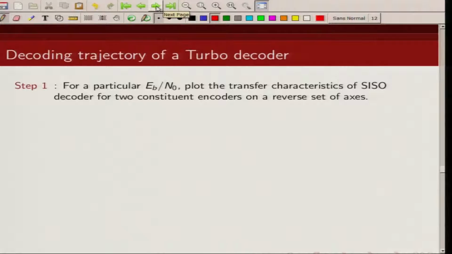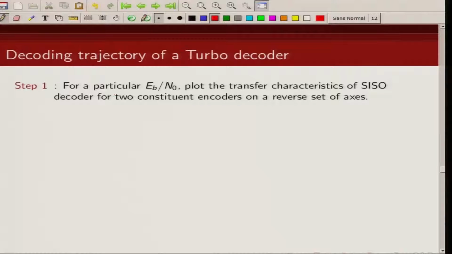Now, let us see how we can draw the decoding trajectory of a turbo decoder with the help of these transfer characteristics. For a particular signal to noise ratio, we plot the transfer characteristics of the two constituent decoders on reverse sets of axes. For decoder 1, SNR in will be on the x axis and SNR out on the y axis, whereas for decoder 2, SNR in will be on the y axis and SNR out on the x axis.